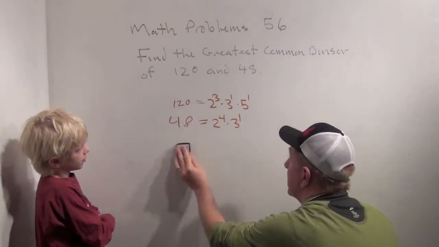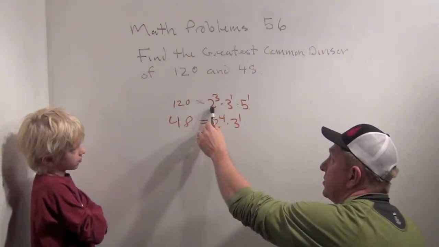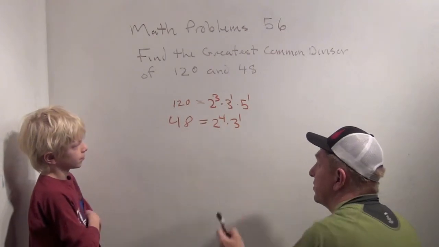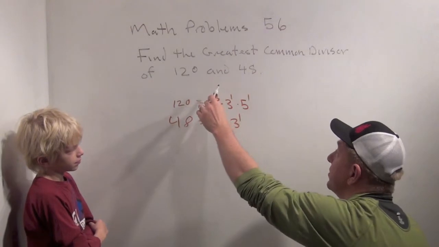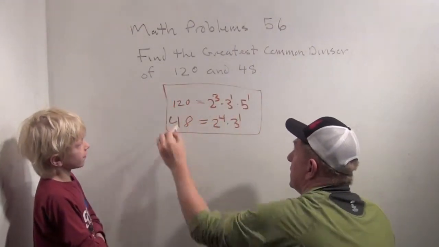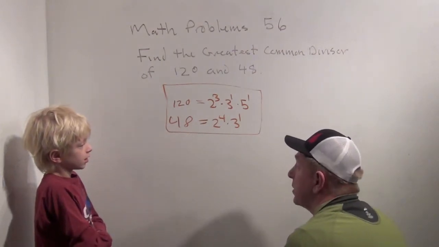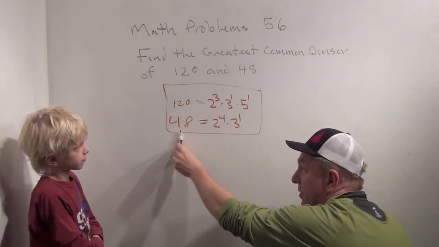Awesome. Okay, so now we have 120 is 2 cubed times 3 to the 1 times 5 to the 1, and 48 is 2 to the 4th times 3 to the 1. What we're trying to find now is the largest number that goes into both of these numbers. Well, there's not going to be a 5 in it because 48 doesn't end in a 5 or a 0. That's true, so we know it's not divisible by 5.